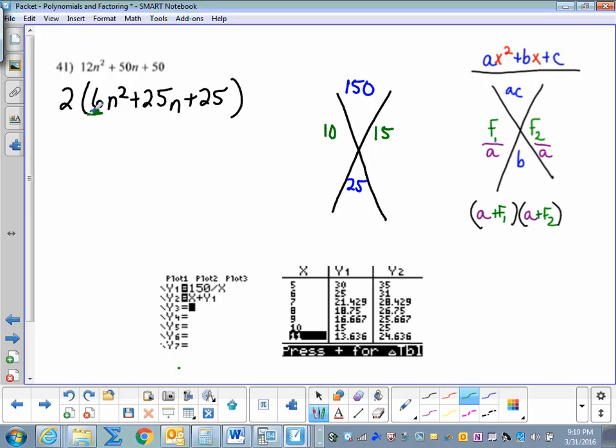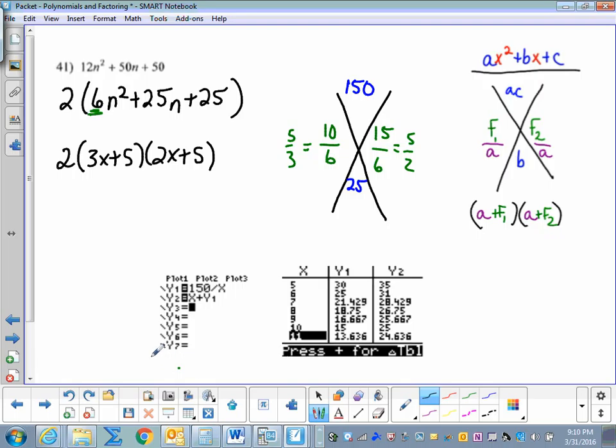So the leading coefficient is 6. So 10 over 6 reduces to 5/3, and 15 over 6 reduces to 5/2. So again, my factors then are 3x plus 5 and 2x plus 5. And then I put my answer here, with the 2 that I factored out.